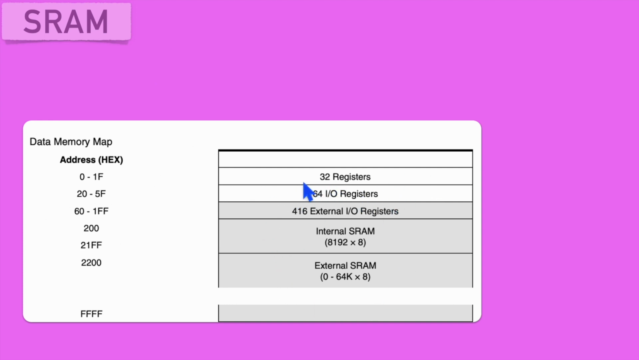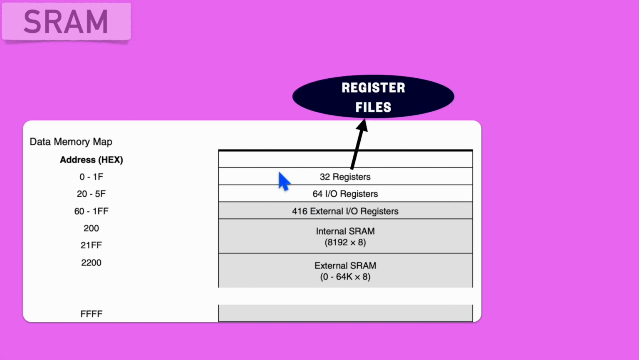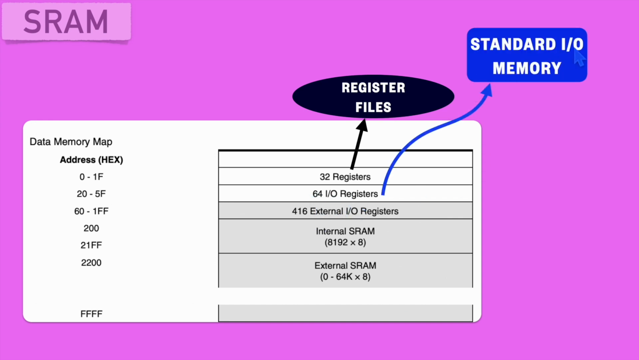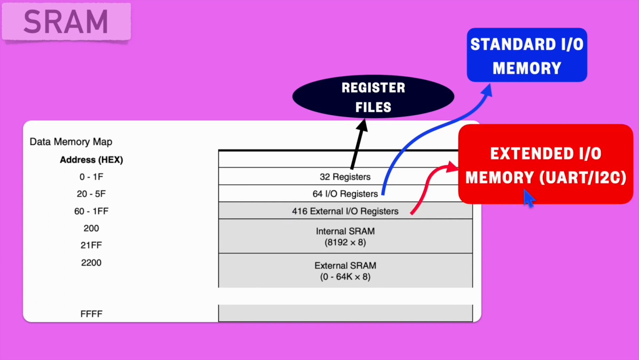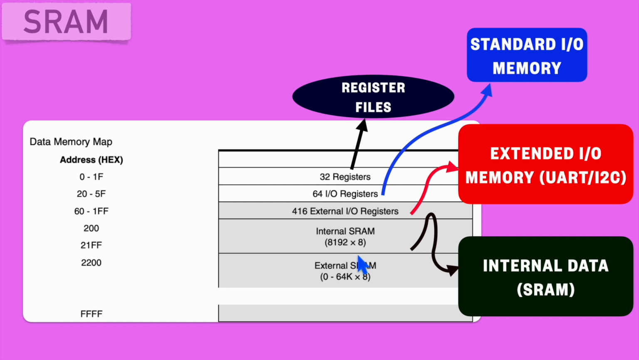If you see here, the first 32 locations are used to address the register files, and the next 64 locations of this SRAM are used to address the standard IO memory, which is used to make transactions between input-output memory and registers. The next 416 locations are used for extended IO memories, which are used for peripherals like UART, I2C, SPI. The next set is the internal SRAM, where our stack or heap memory, internal data exists, and the next section is the external SRAM.